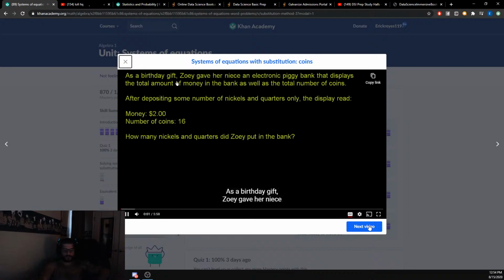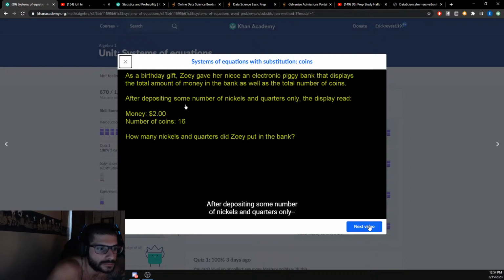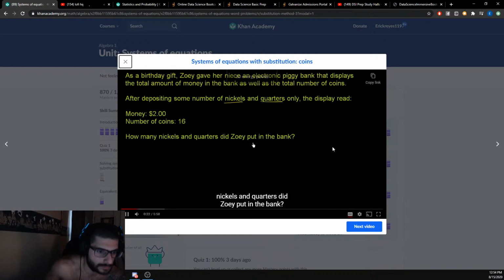As a birthday gift, Zoe gave her niece an electronic piggy bank that displays the total amount of money in the bank as well as the total number of coins. After depositing some number of nickels and quarters only, so we only have nickels and quarters, the display read money $2, number of coins 16. How many nickels and quarters did Zoe put in the bank?